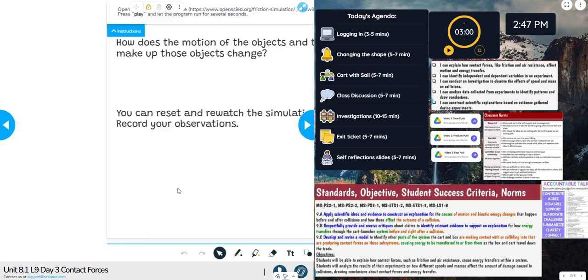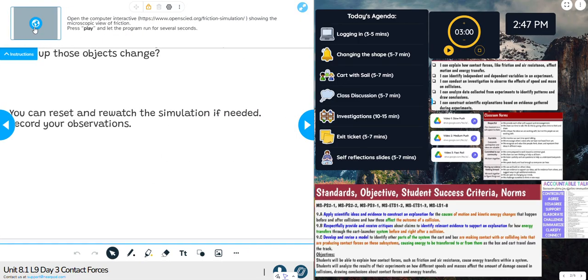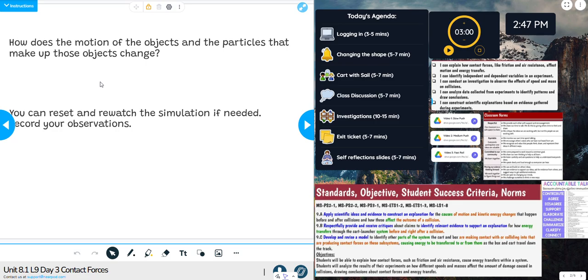On the next slide, we're going to launch the simulation. We're going to press play. We're going to let it run for several seconds, and then we're going to look at the questions. So while you're watching, think about the question: how does the motion of objects and the particles that make up those objects change? You can also reset and rewatch the simulation if you need it, recording any additional observations. So let's press play.